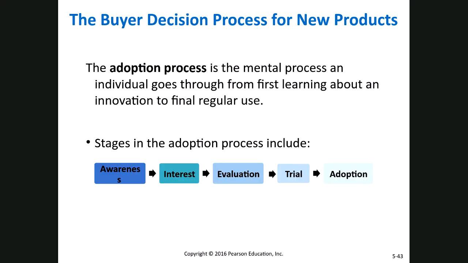So let's talk about the adoption process. You hear about an innovation. This is the journey from hearing about it to the final regular use. All right. So it starts with the stages, starts with awareness, interest. Something makes you aware, a commercial or a person makes you aware that this exists. You have some interest or none, in which case you stop right there.